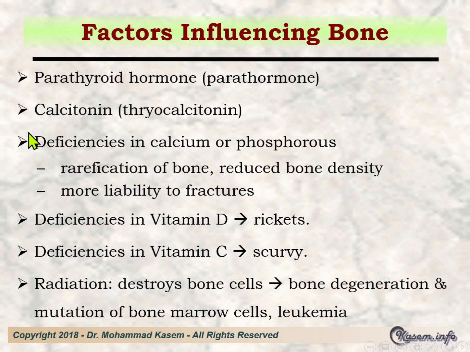That's why calcitonin is used for treatment of osteoporosis. Deficiencies in blood calcium or phosphorus lead to bone rarefaction and osteoporosis and more liability to fractures, which are called pathological fractures, in fact. Deficiency in vitamin D will lead to a famous disease known as rickets, while deficiency in vitamin C will lead to scurvy, and radiation may destroy bone cells. Drugs may also have a similar effect.